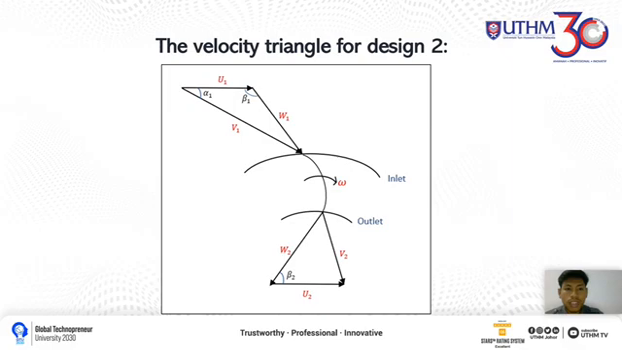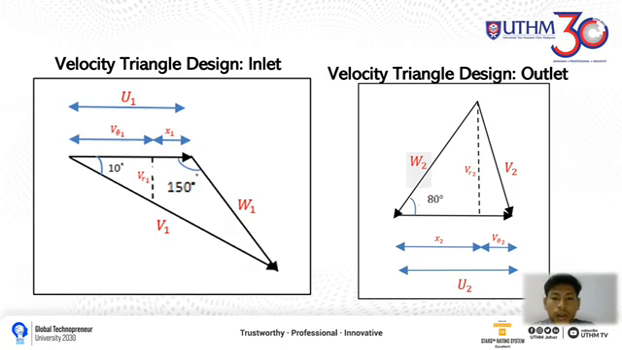Next, this is the velocity triangle for design 2. At the above, U1, V1, and W1 is at the inlet of the turbine, and for the outlet of the turbine is U2, V2, and W2. Okay, now I would like to present on the velocity triangle design at the inlet and the outlet.